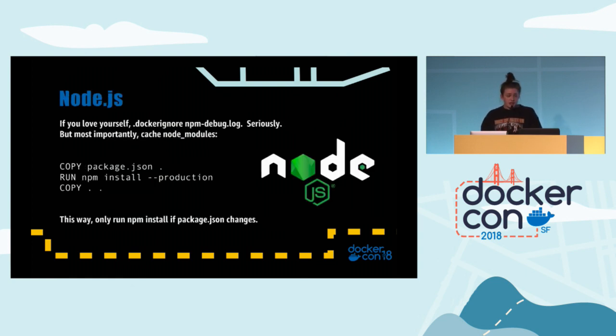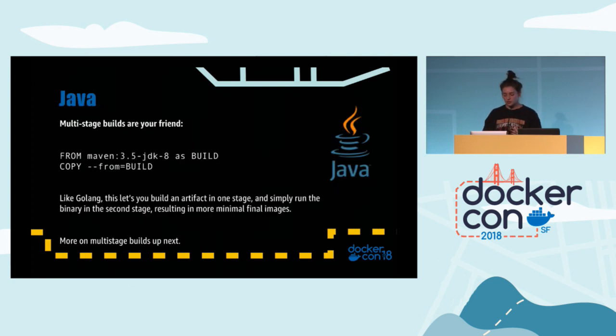So Node.js. My previous job before I came to Amazon was at a Node.js shop, and I definitely ran into this one. You can use Docker ignore the same way that you can use git ignore, to exclude files from being built. A good example of this is npm debug.log, which has so many things in it and turns out to be huge. You can also cache your node modules. That way you're only going to run npm install if your package.json changes.